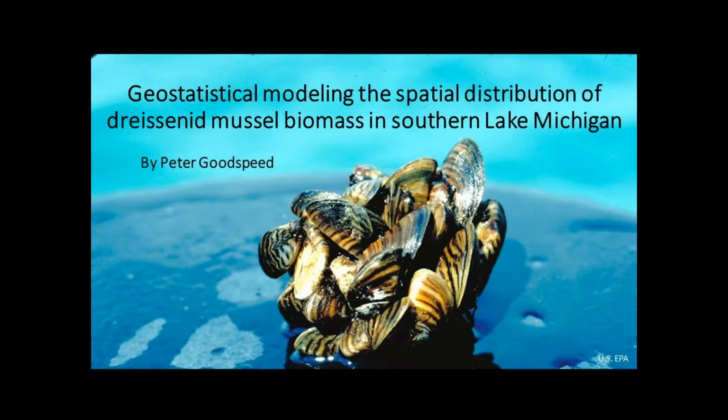My name is Peter Goodspeed. I'm a master's student at University of Michigan School of Natural Resources and the Environment. And my mentors for this project are Ashley Elgin and Mark Rowe. And this project entails the geostatistical modeling of the spatial distribution of dreissenid mussel biomass throughout the southern basin of Lake Michigan.